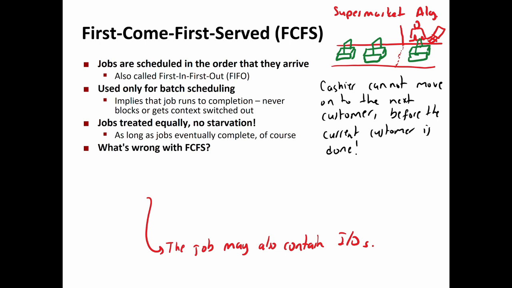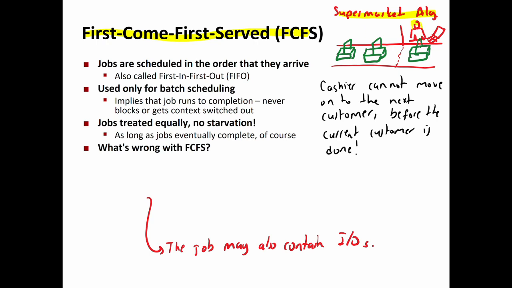So here's our first algorithm, first policy that we wish to discuss. It's called first come, first served, which is FCFS. Now, this is also known as the supermarket algorithm. Well, this is actually at least the way I name it. It's basically what you see at your local supermarket.